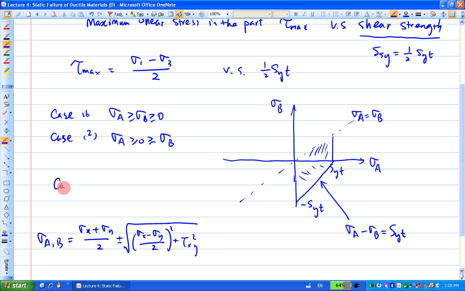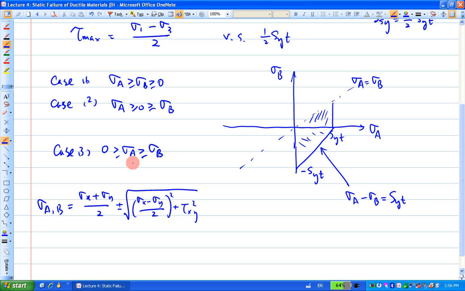And for the third case, it's the case when 0 is greater than sigma A, greater than sigma B. So both sigma A and sigma B are less than 0; they are all negative numbers. If they are all negative numbers, the only location is somewhere here, and that's the safe region. Just as in the previous two cases, first nail down which one is sigma 1, which one is sigma 2, and this is sigma 3.